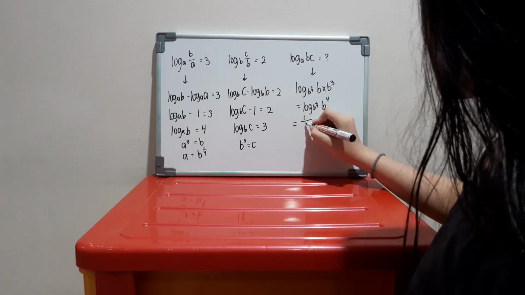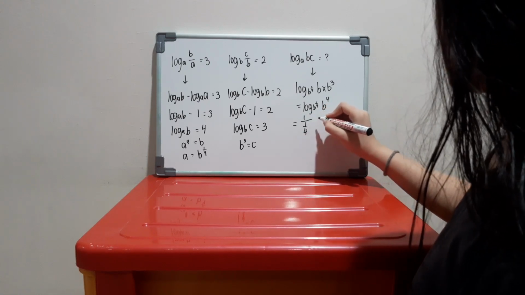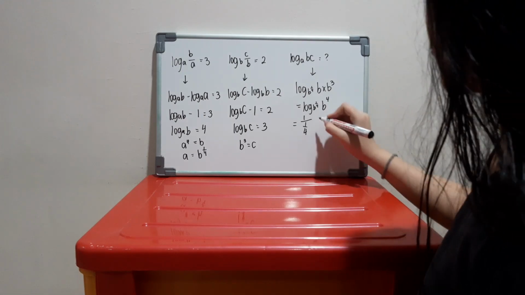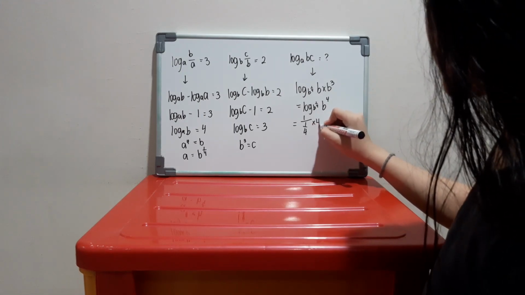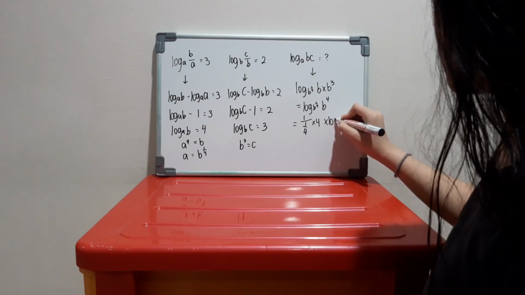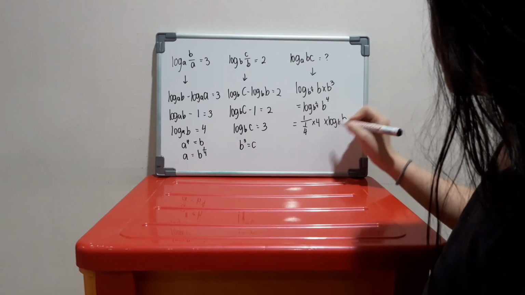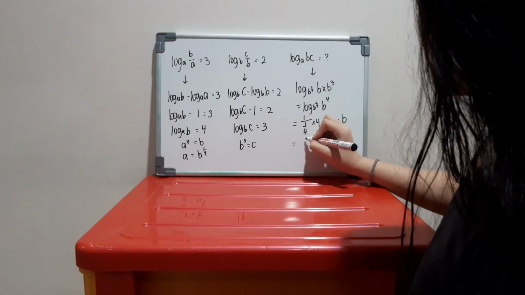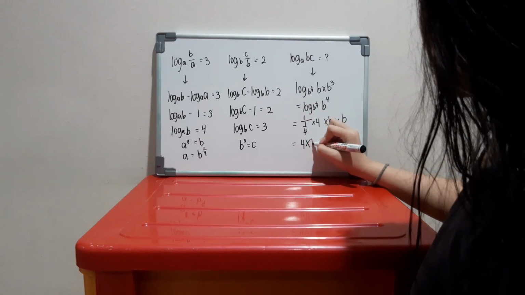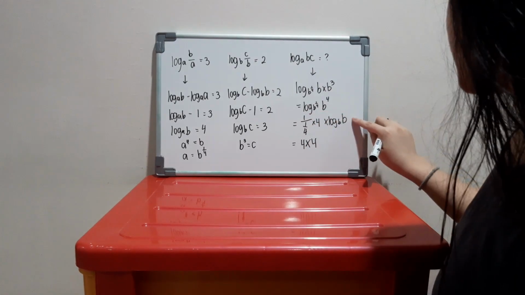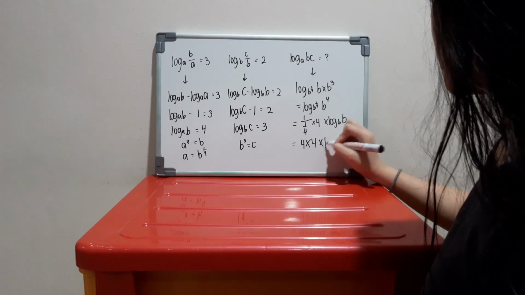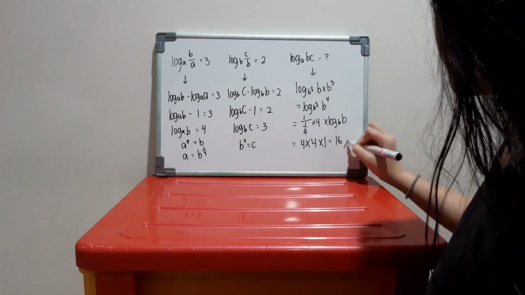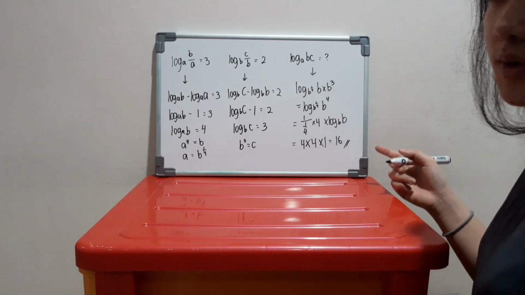So 1 over 1 over 4. Also the power of the result, we can move that to the front as well, times 4 times log base b of b. Now flipping this, we have 4 times 4, and log base b of b is 1, so times 1. Multiplying this together, we have 16. And that's how you answer the quiz question.